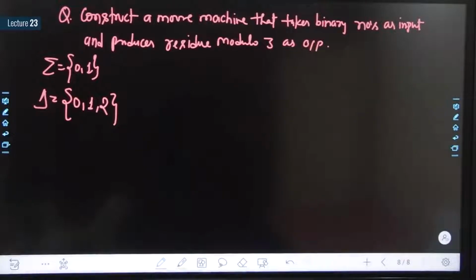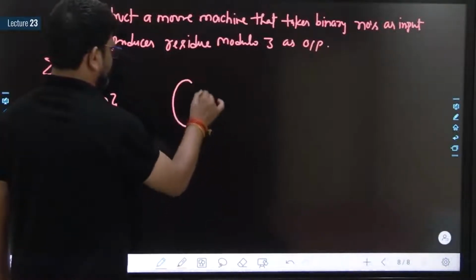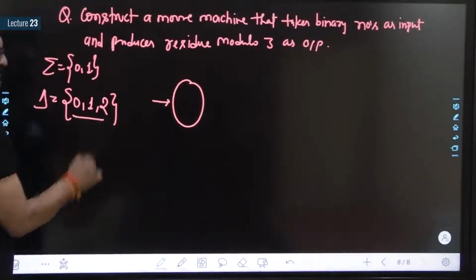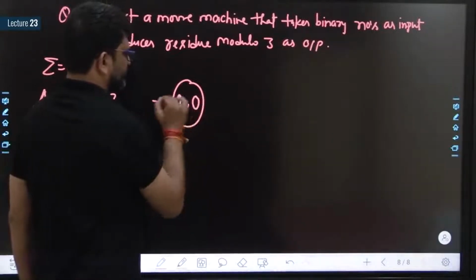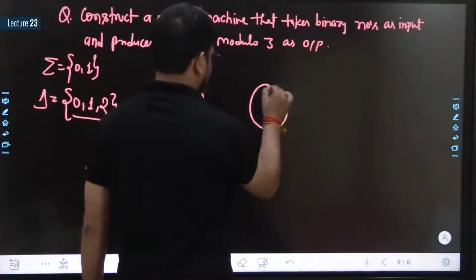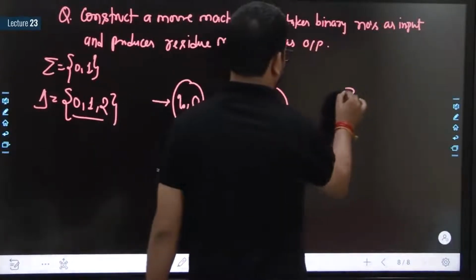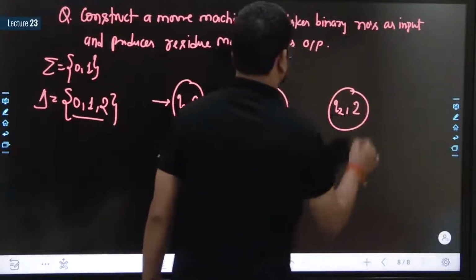Yes. Have you done this? See. There are 3 states possible because there are 3 output alphabet symbols. Q0 is associated with 0. Q1 is associated with 1. Q2 is associated with 2.